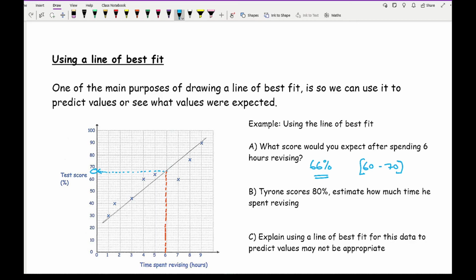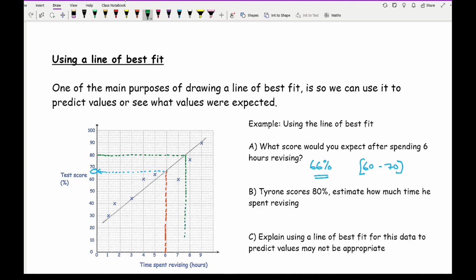The next question says that Tyrone scores 80%. Estimate how much time he spent revising. So again, this time we need to go in the opposite direction. Here we're looking at 80%, which is here. So I'm going to draw a horizontal line till it hits my line of best fit, and then I'm going to project downwards, trying to be as accurate as possible.